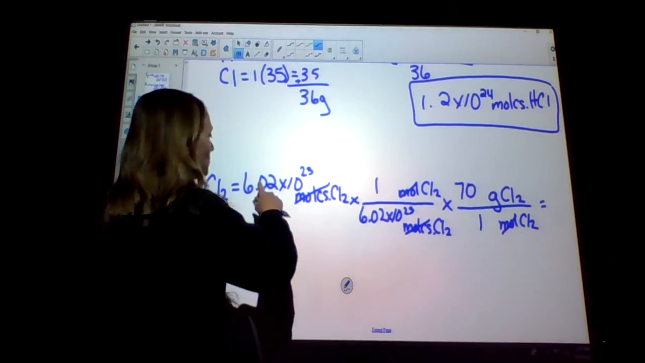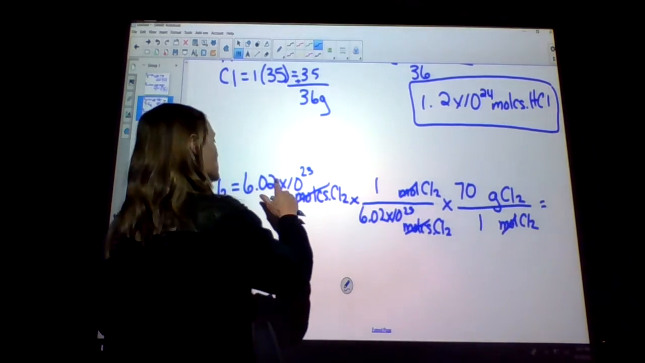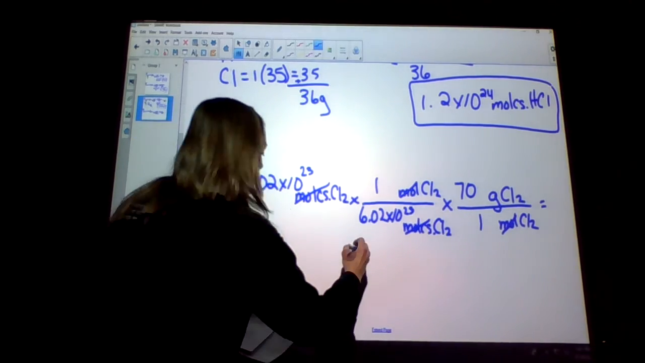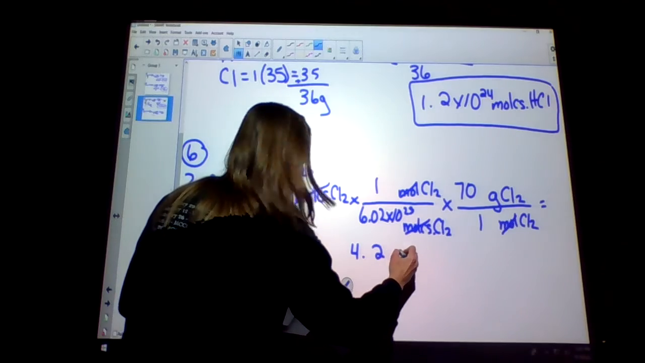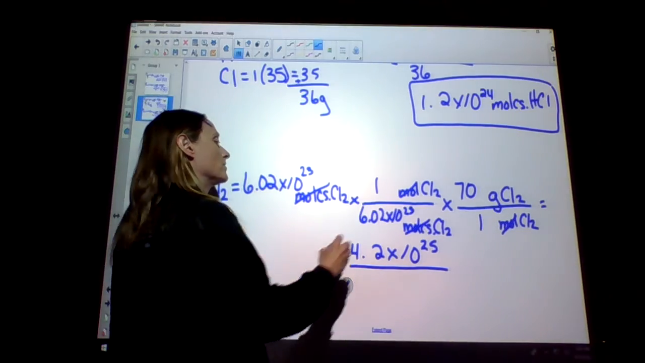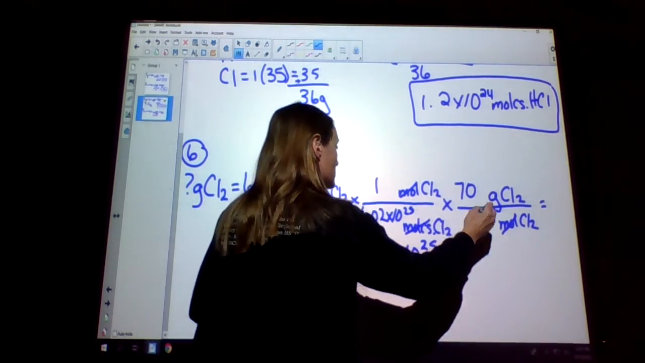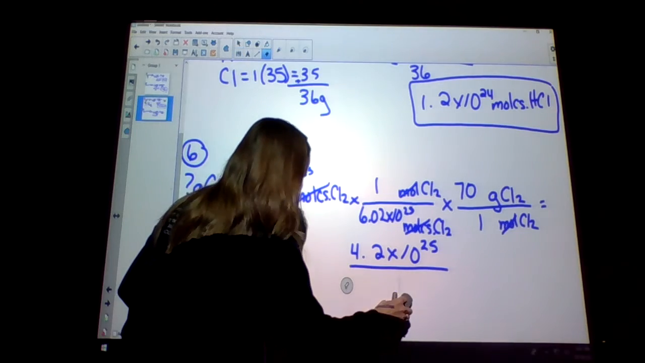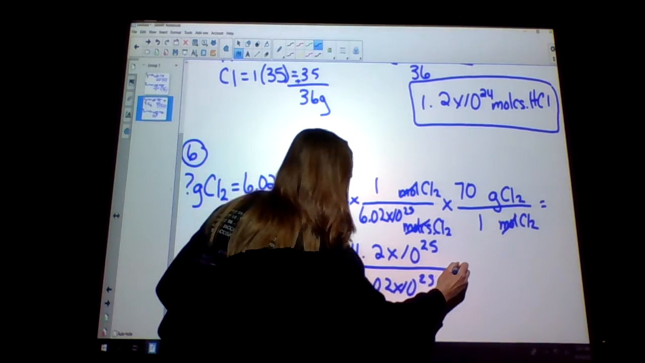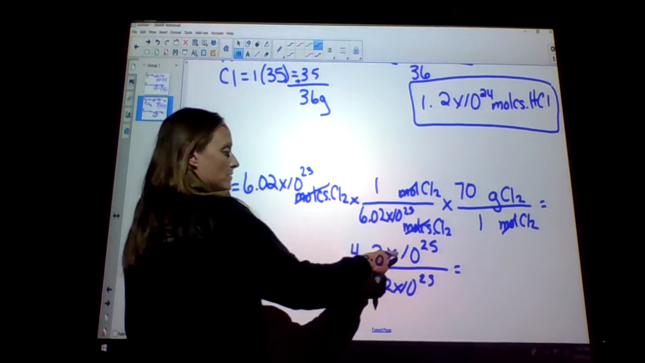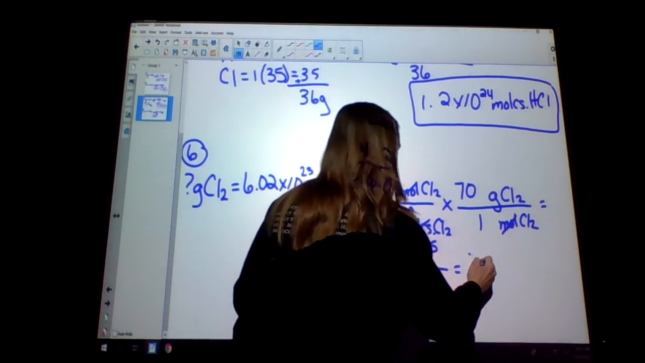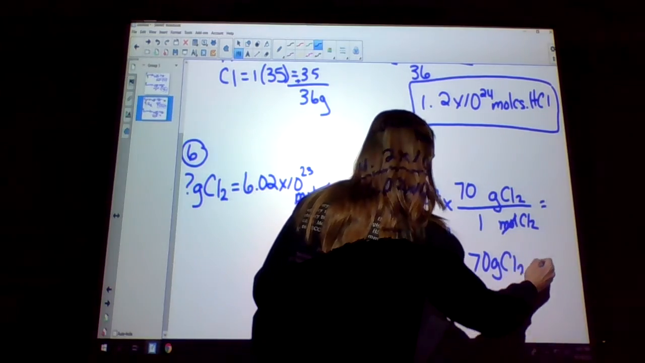Again, we're going to multiply everything on top. So we'll do 6.02 times 10 to the 23rd times 1 times 70. Write your number down, and then we'll do 6.02 times 10 to the 23rd times 1, which is 6.02 times 10 to the 23rd. We're going to divide 4.2 times 10 to the 25th by 6.02 times 10 to the 23rd, and that's where we get our 70 grams of Cl2.